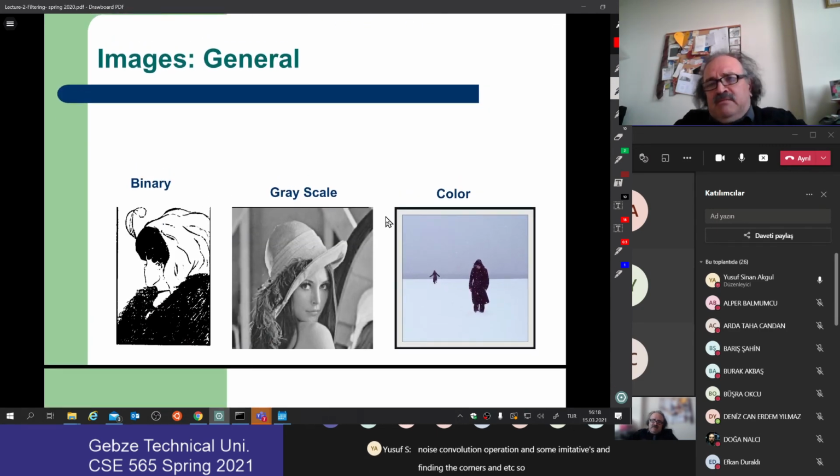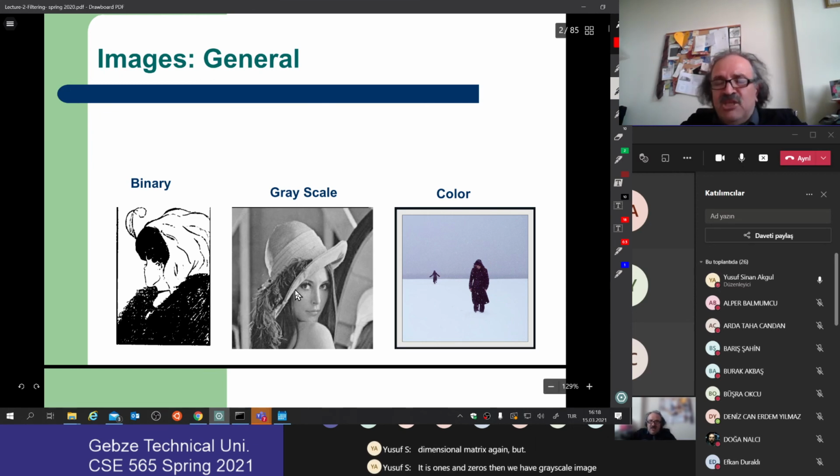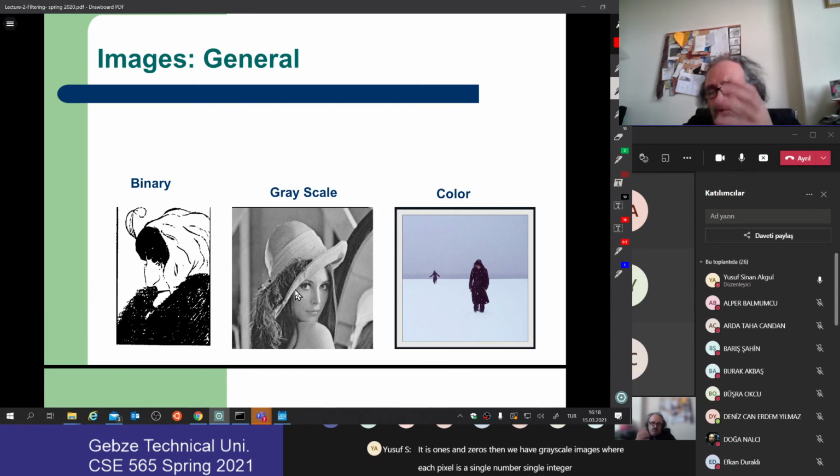So image types, we already saw them. These are binary images. Binary images contain only ones and zeros. So it's a two-dimensional matrix again, but of ones and zeros. Then we have grayscale images where each pixel is a single integer between 0 and 255 or larger maybe. With color images, for each pixel we have red, green, blue components. Remember RGB? RGB comes from the human eye. In our human eyes there are three types of color sensors.